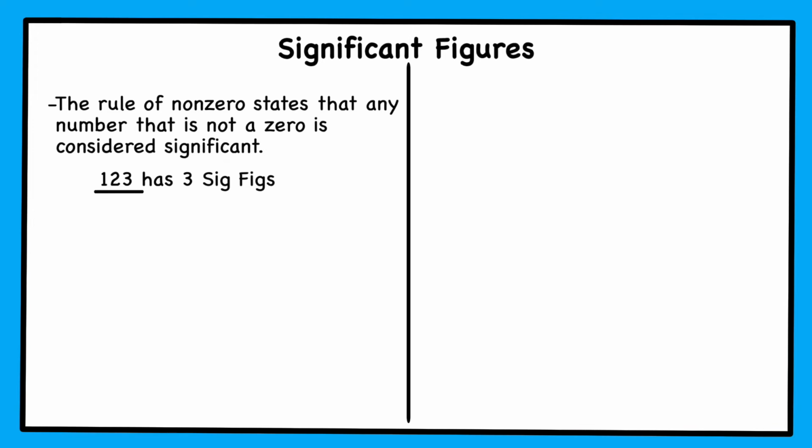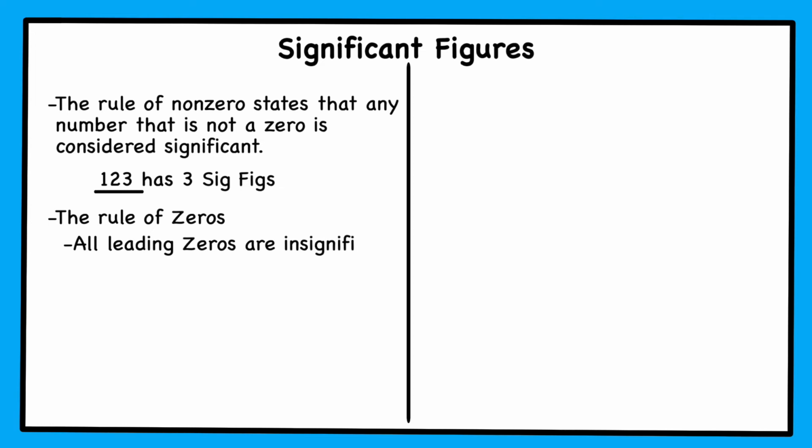Next, we need to discuss our zeros. Okay? So there are several rules when it comes to zeros in significant figures. Our first one is all leading zeros are insignificant. In other words, they do not count or are not counted. So in the number 0.0012, there are only 2 significant figures, and those only come from our non-zeros. Anything in front of our non-zeros that are zeros do not count.